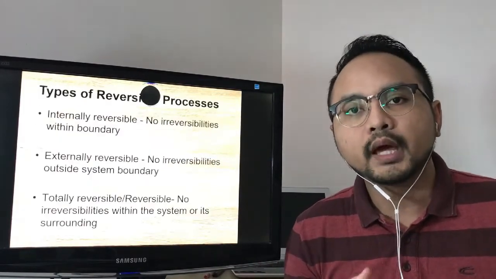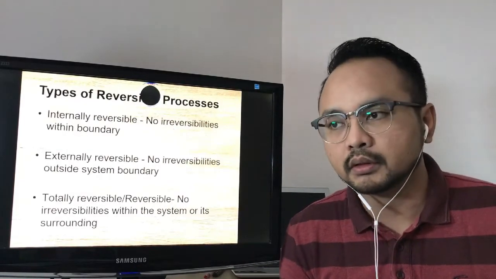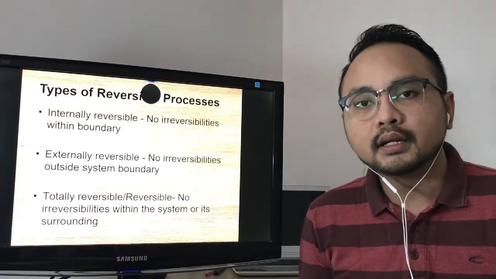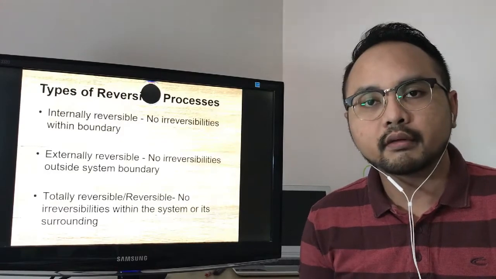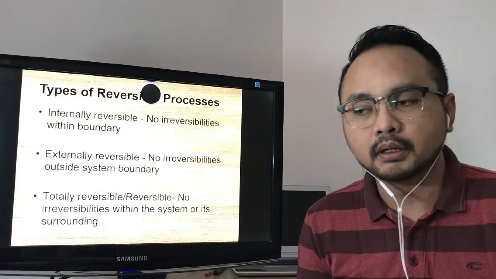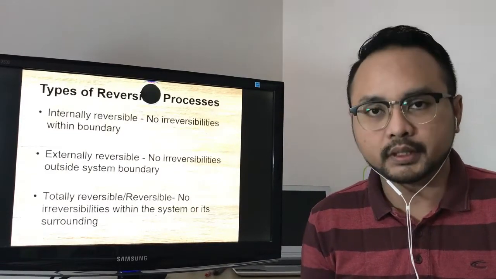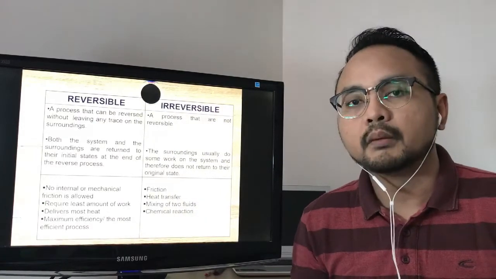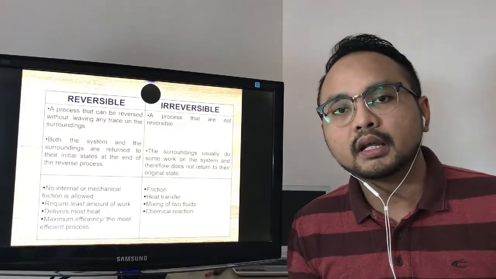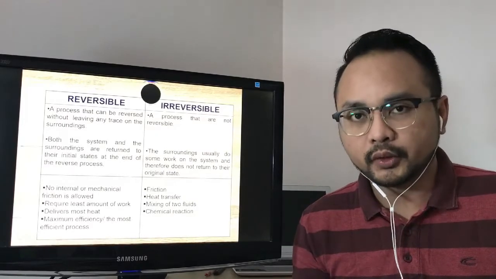For reversible processes, we have three different types. First is internally reversible, which happens within the boundary. Next, externally reversible, in which there are no irreversibilities outside the system boundary. And lastly, totally reversible, where there are no irreversibilities within the system or its surroundings. This table compares the reversible and the irreversible, and it shows a clear explanation and comparison between them.